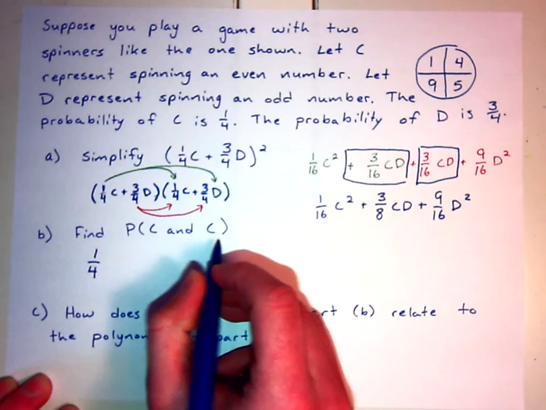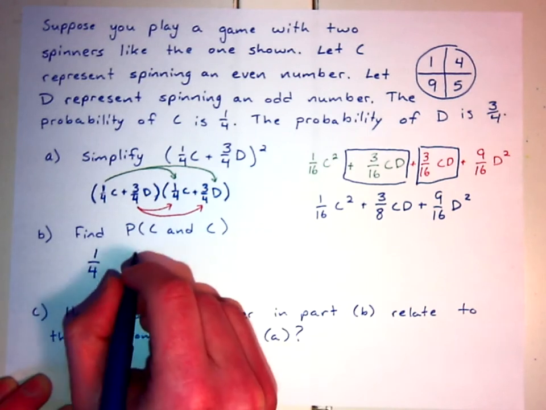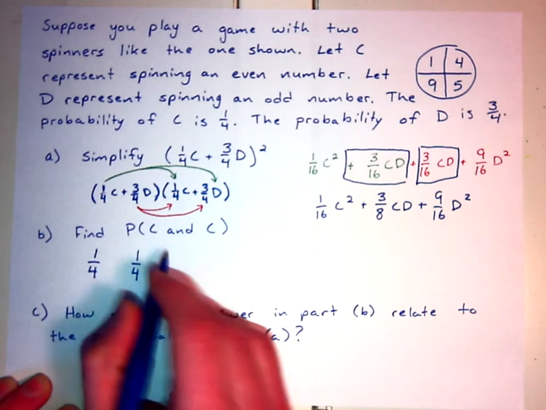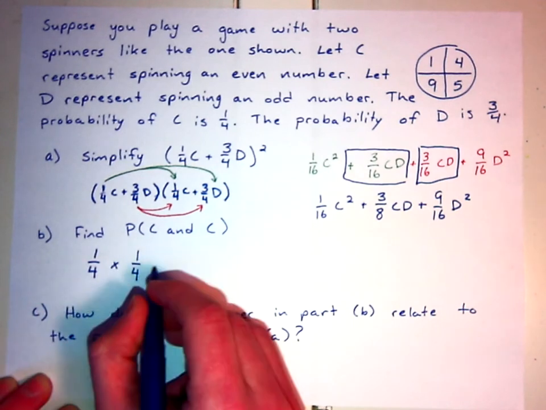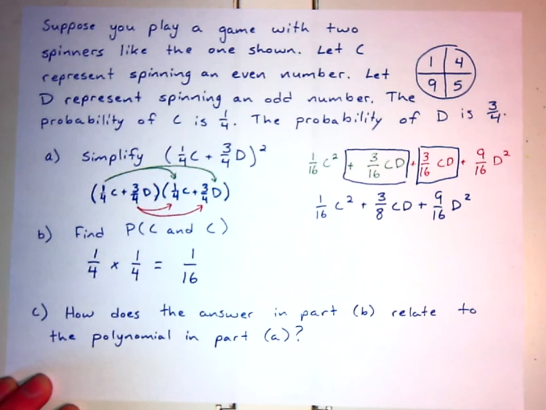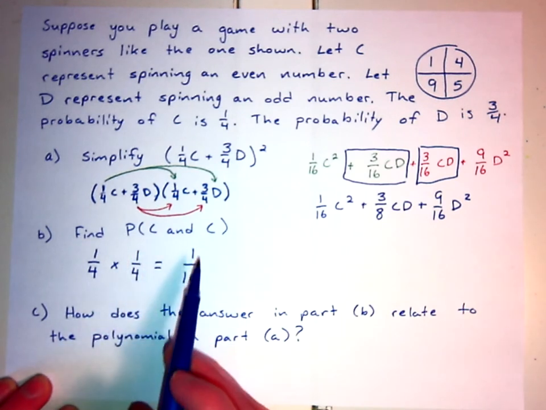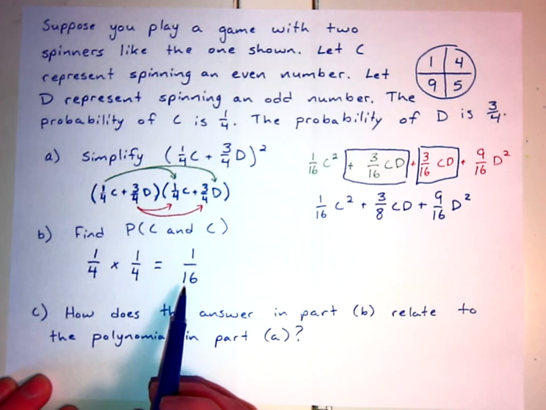What is the probability on the other spinner that you spin that? It is also 1/4. So we need to multiply those, and we would end up getting 1/16. So the probability of an even and an even number is 1 in 16.